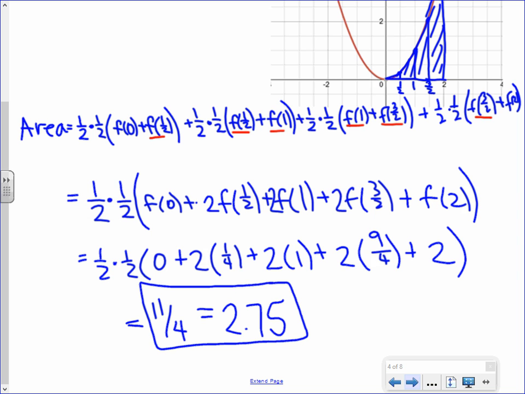Okay. If you recall Friday, maybe, I don't remember, but I did tell you that the actual area under this curve from 0 to 2 is 8/3. If you look at all 4 of those values, the trapezoidal area is going to be the closest to 8/3. Okay.